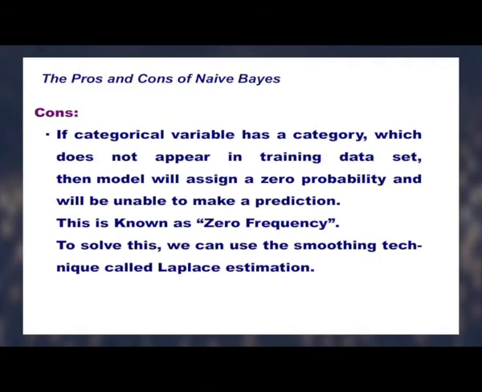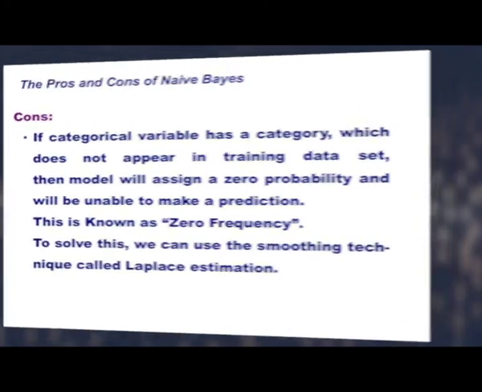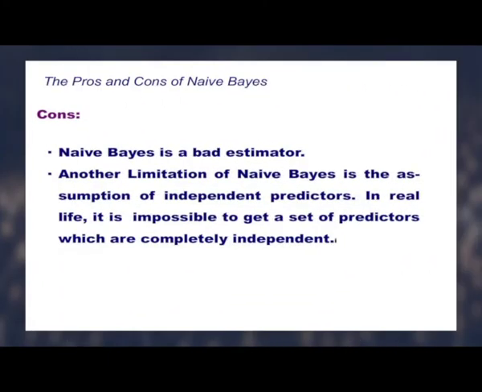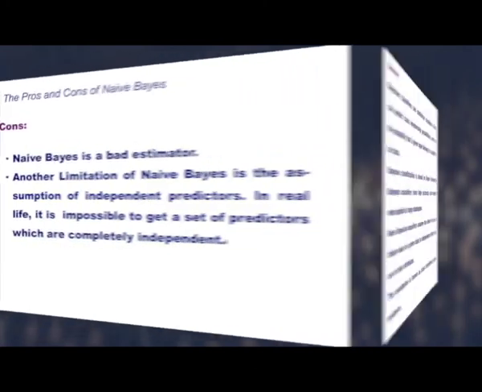Now we'll see the disadvantages. If a categorical variable has a category which does not appear in the training data set, then the model will assign a zero probability and will be unable to make a prediction. This is known as zero frequency. To solve this, we can use the smoothing technique called Laplace estimation. Naive Bayes being a bad estimator is one of the disadvantages. Another limitation of naive Bayes is the assumption of independent predictors. In real life, it is impossible to get a set of predictors which are completely independent.